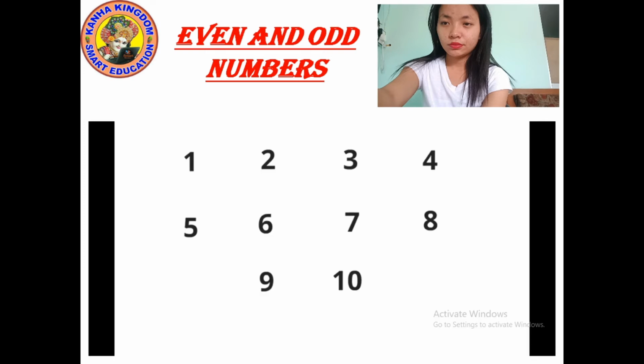Here we have the first 10 numbers, numbers 1 through 10. And the trick was all of the numbers alternate from odd to even and back. Do you remember if number 1 is odd or even?